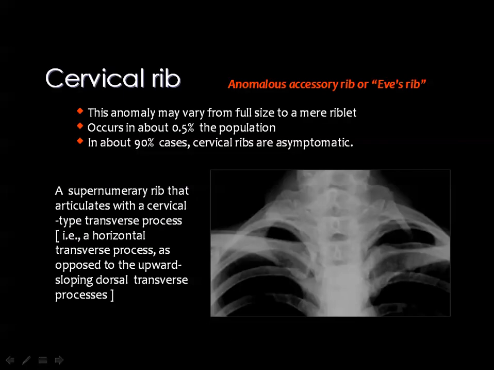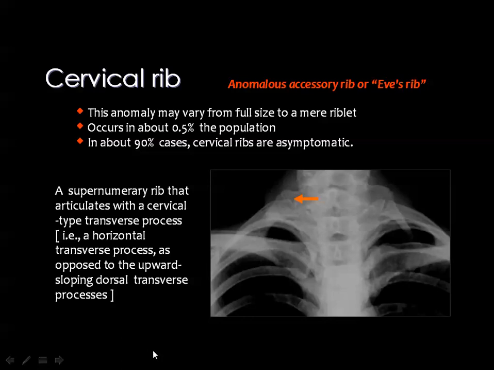And this accessory rib may be symmetric, bilateral, unilateral, or asymmetric. One rib is small and another one is relatively large. This anomaly occurs in about 0.5% of the population, and in about 90% of cases, cervical ribs are asymptomatic. The symptoms are, of course, the sequelae of compression, especially of the brachial plexus and the vessels crossing this part of the thoracic inlet.